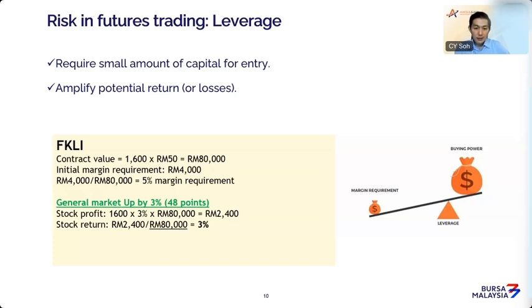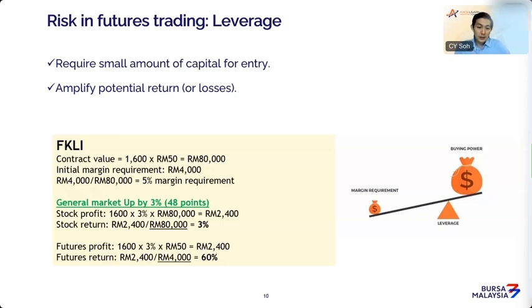However, if you are in the futures market, one FKLI contract that tracks the overall market, 3% up is 48 points times $50 per point. So your profit for one contract would be $2,400. But you can see, because you are trading a futures contract, you are not coming up with 80,000. You just need to come up with $4,000 only. So you can see the return in futures trading with 4,000 to make 2,400 is actually a 60% return.